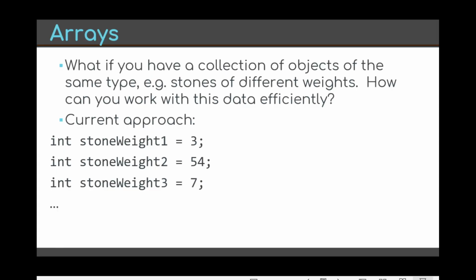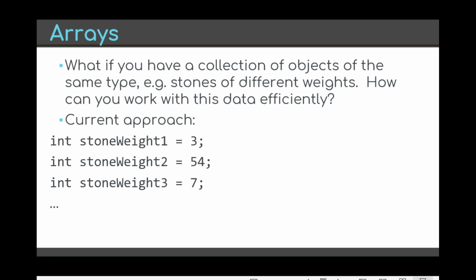Arrays. Okay, let's motivate arrays. What if you have a collection of objects, like stones of different weights? How could you work with this data efficiently? So, what many of you have done so far is if you have a bunch of different objects, you'll have stone weight 1, stone weight 2, stone weight 3, x location 1, x location 2, x location 3, y location 1, y location 2, y location 3, and that doesn't scale well. It's easy to break these. They're not easy to work with.